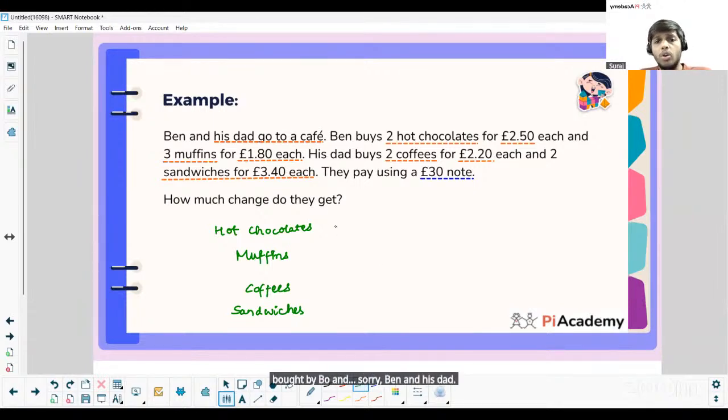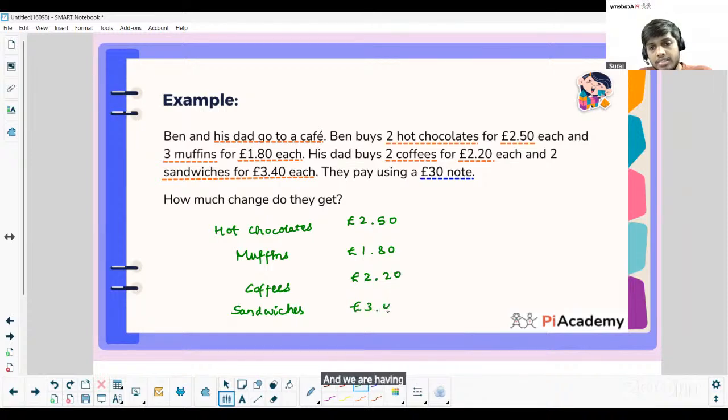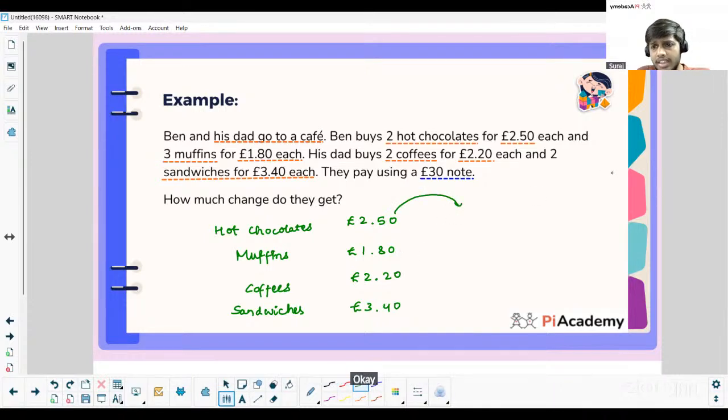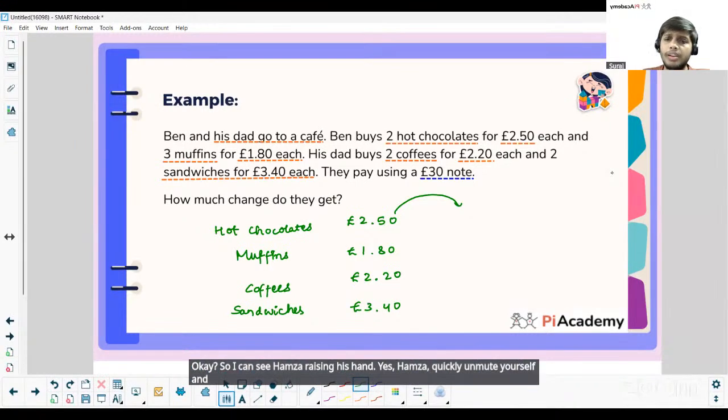Now, the cost for each item here is £2.50, then we have £1.80, we also have £2.20, and we have £3.40. Now this is what we need to convert and get the final prices into. Okay, I can see Hamza raising his hand. Yes, Hamza, quickly unmute yourself and tell me, how will you calculate the final price for the hot chocolates?